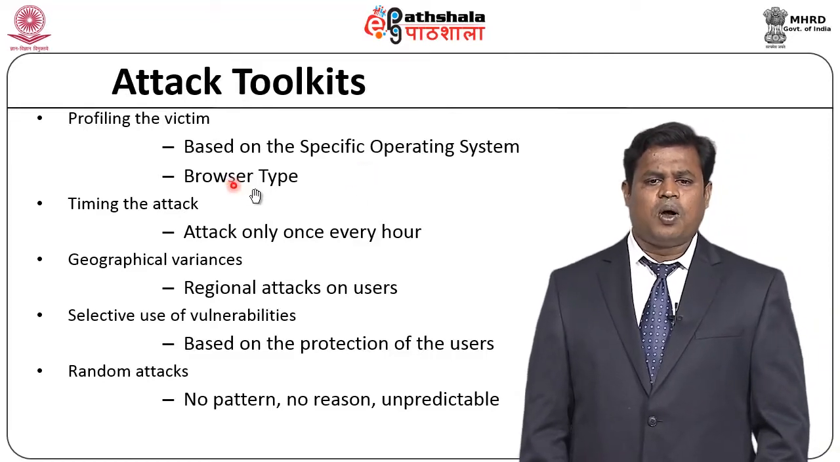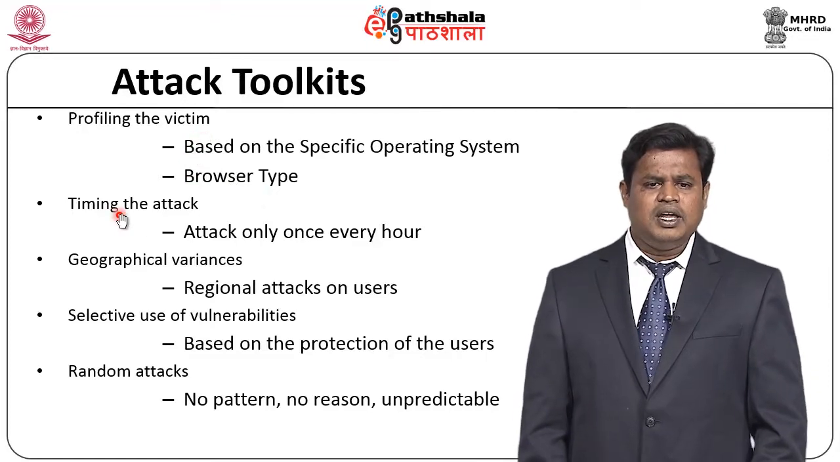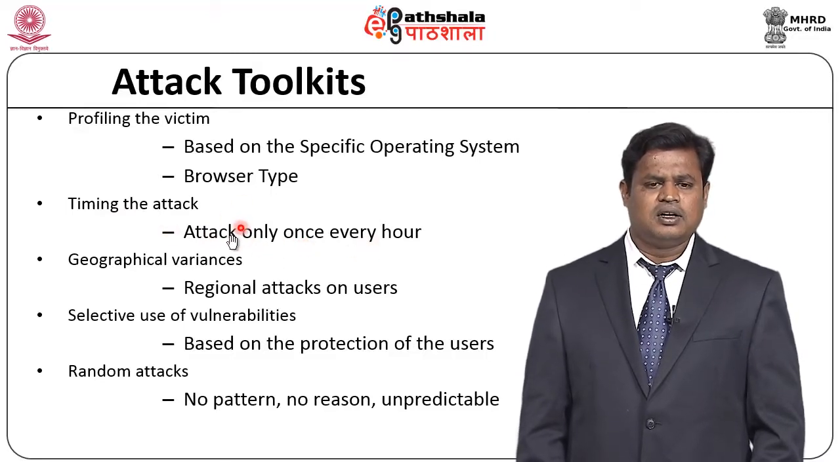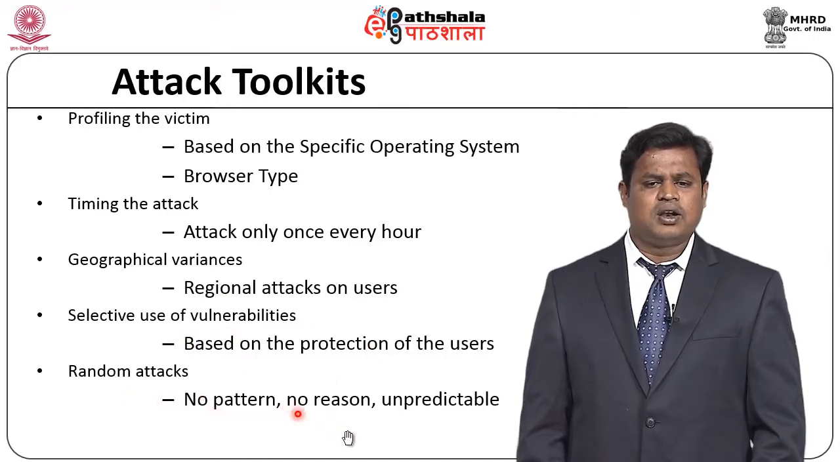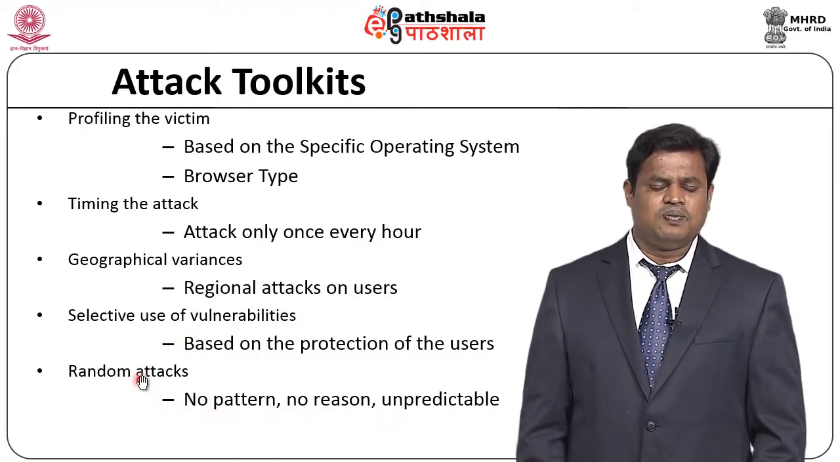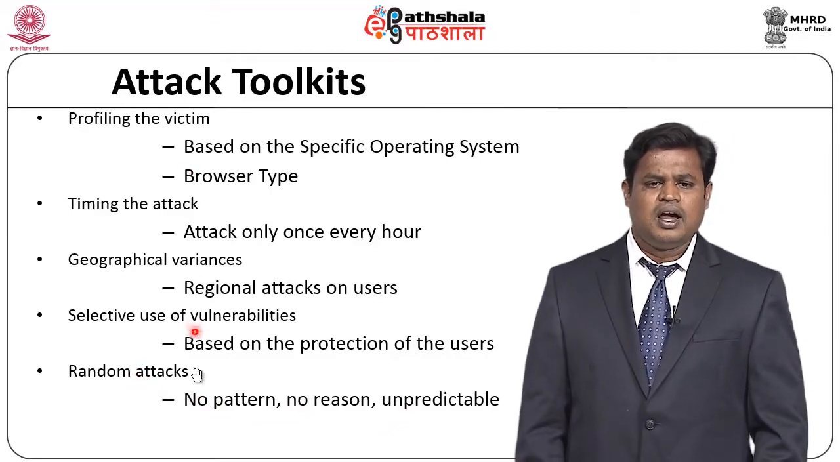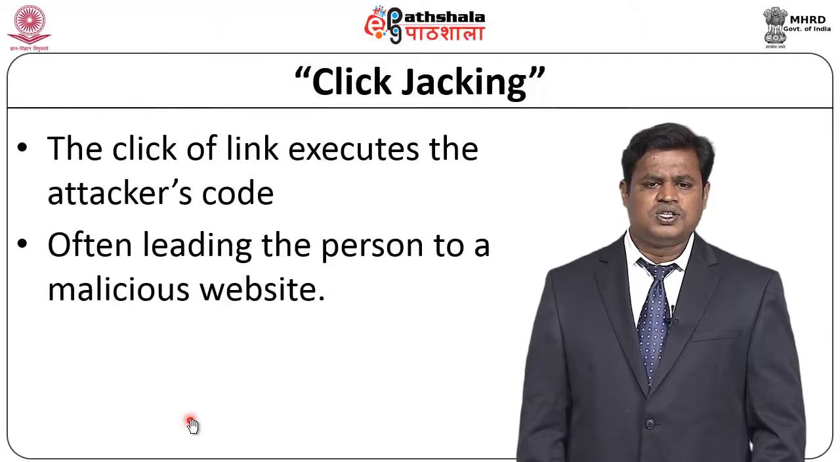And also the kind of browser you use, they are able to profile the victim, and time the attacks, for example only once every hour, so that way they can execute an attack. And there is geographical variance, where the attack targets users by region, with selective use of vulnerabilities based on the user's protection. Then there is random attack, with no pattern, no reason, and also unpredictable. This is very difficult to prevent. So these are some of the attack toolkits where the attacker tries to get control of your system.